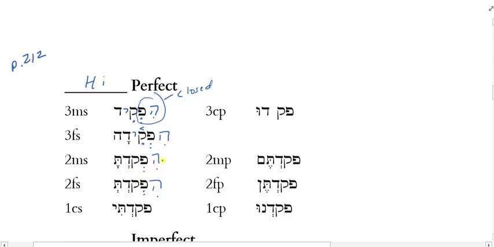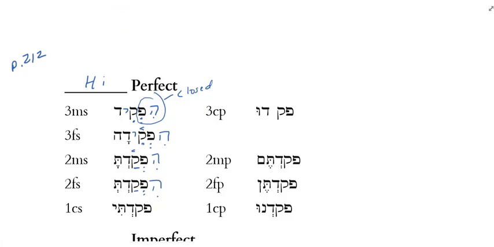Now look at the 2MS form. You would expect another kyrick here, but just like in the PL, what am I going to get under root 2 when I add these consonantal endings? It's going to become a pathak. Hif kadta. Do I have to put an accent mark there? No, because I have two silent shavas. This actually is the final syllable, isn't it? So I don't need to write it down.